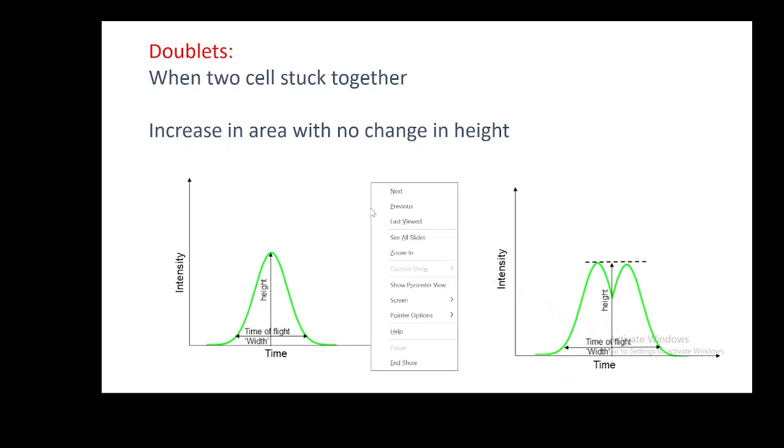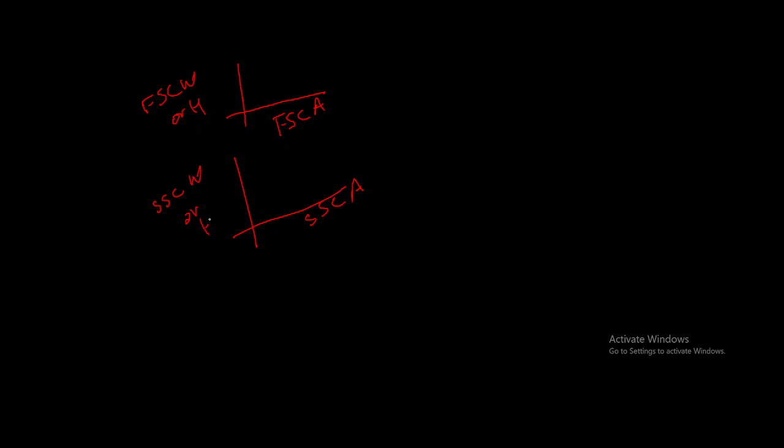Whenever you are removing the doublets, you need to plot FSC-A versus FSC-W or H. You can also take SSC-A versus SSC-W or H. So the area is going to increase. You will get something like this, and there will be some cells here because this is the higher area. So these doublets you need to remove. You just need to gate your single cells, these cells. The area of the cells will increase if there are doublets.